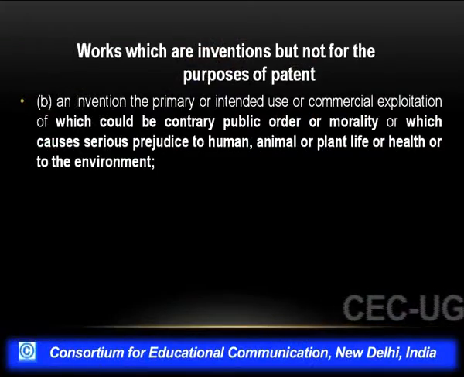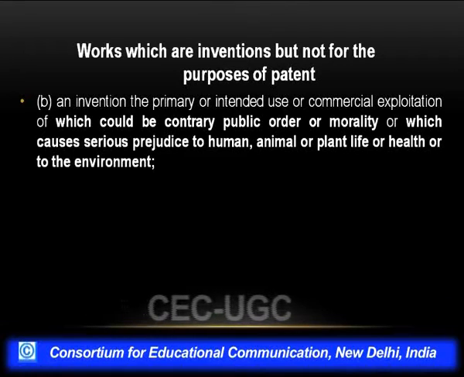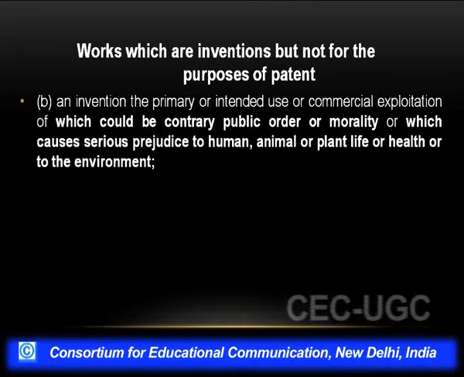It's a category called works which are inventions but not inventions for the purposes of the patent protection or for the purposes of obtaining the patent. Let us see what works can be brought under this final and last category. Section 3(b) of the Patents Act reads: an invention, the primary or intended use or commercial exploitation of which could be contrary to public order or morality.